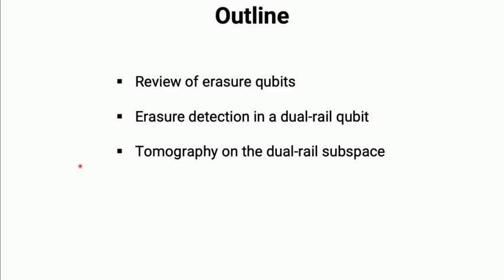I split my talk into 3 parts. In the first part, I'll briefly go over the concept of erasure qubits, and then I'll describe our hardware, the double-post superconducting cavity system where we encode our dual rail qubit, and I'll also show you the results of the erasure detection. And finally, in the third part, I'll discuss the new method that we came up with to perform direct tomography on the 2 oscillator dual rail states, and that lets us extract the relevant rates that we need to characterize our system to tell us whether it's any good at all.